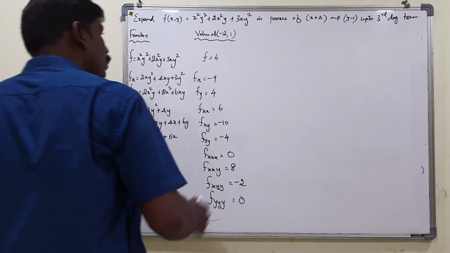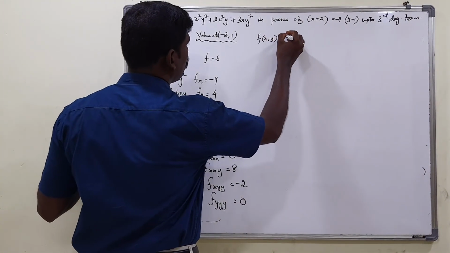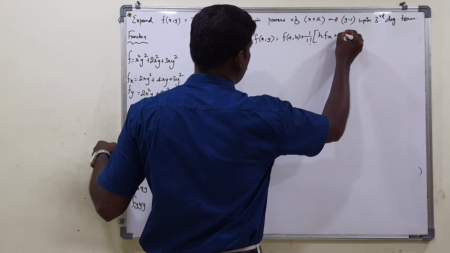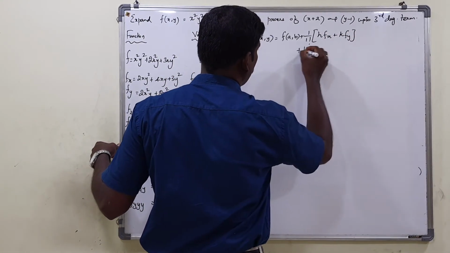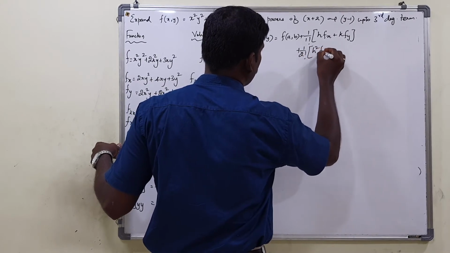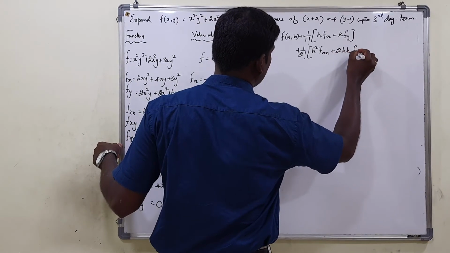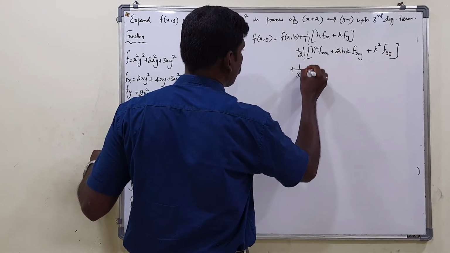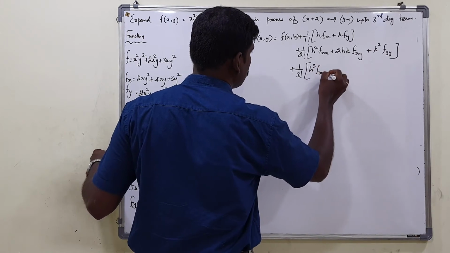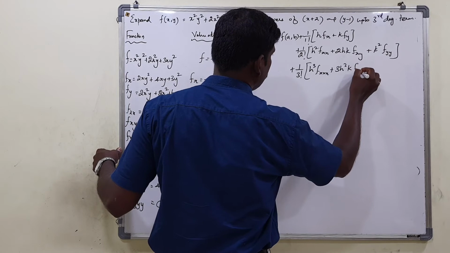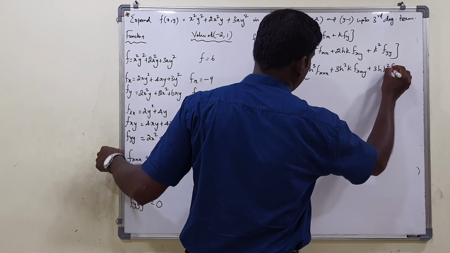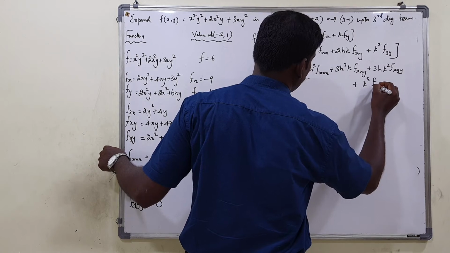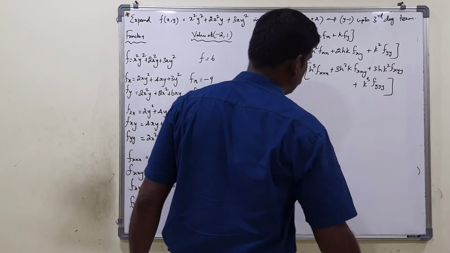Right? So what is f of x comma y? f at a comma b plus 1 by 1 factorial into h into fx plus k into fy, plus 1 by 2 factorial into h square into f double x plus 2hk into fxy plus k square into f double y, plus 1 by 3 factorial into h cube into f triple x plus 3h square k into f double xy plus 3hk square into f x double y and plus k cube into f triple y.